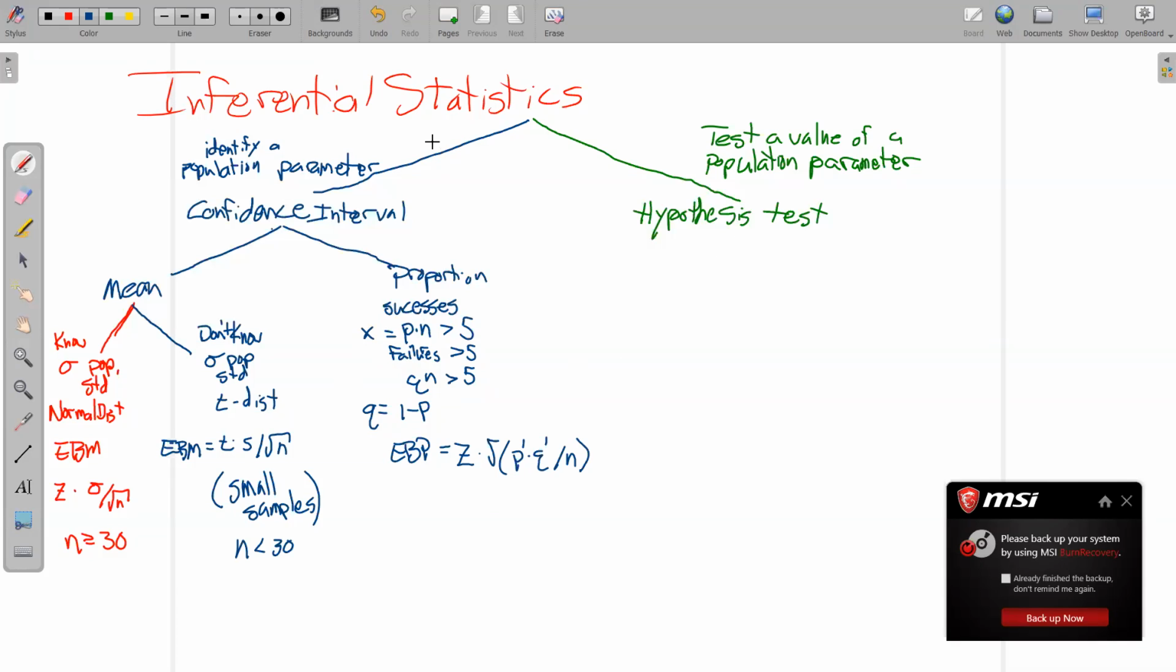All right, so otherwise, if it's not a confidence interval that we're doing, I'm just going to kind of draw a little line down here, separating these two. In a hypothesis test, it's either a hypothesis test for a mean or a hypothesis test for a proportion. And then kind of like the confidence interval, either we know sigma or we don't know sigma.